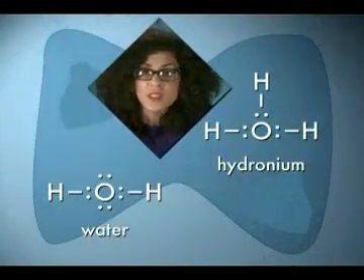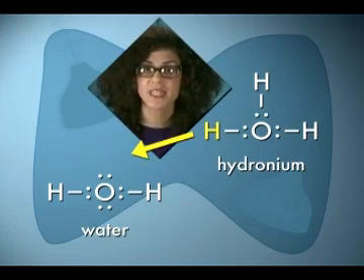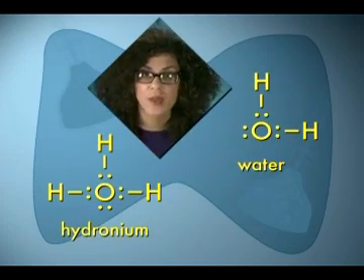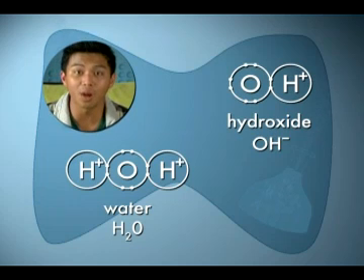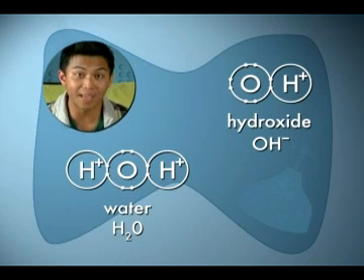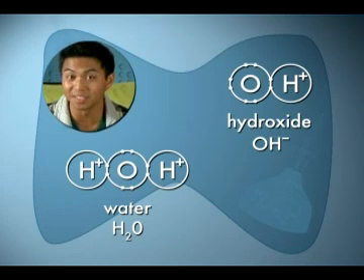Hey, it's cool. They can switch back. All they have to do is pass that hydrogen ion back. Now we have just what we started with. Water also forms a conjugate pair with hydroxide. Hydroxide is a base, which makes water an acid in this experiment.